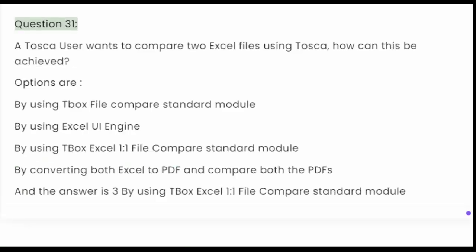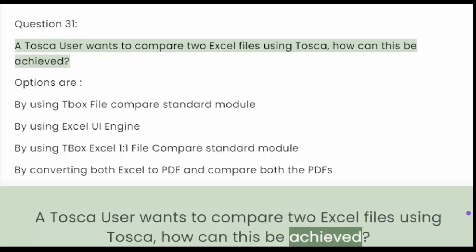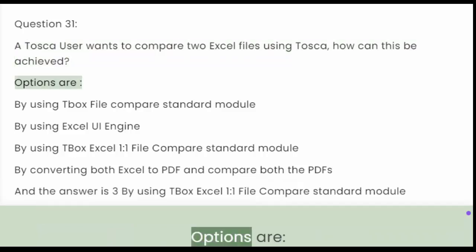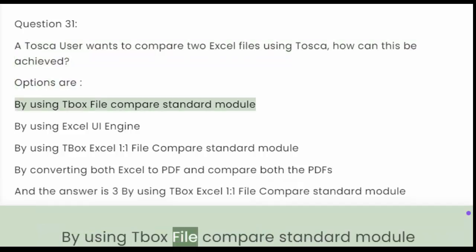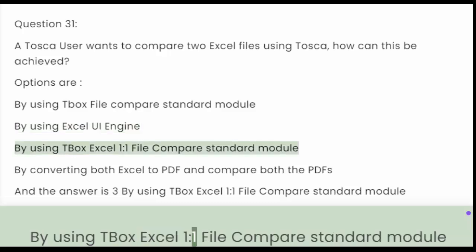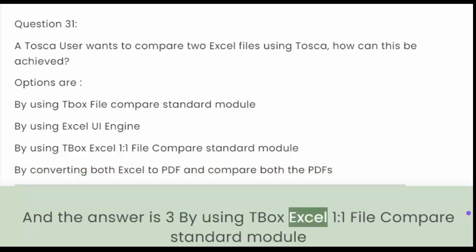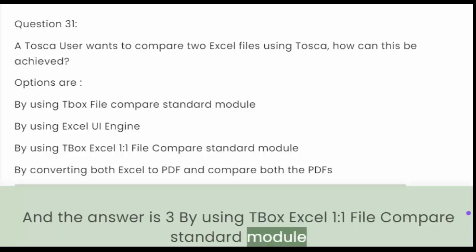Question 31. A Tosca user wants to compare 2 Excel files using Tosca. How can this be achieved? Options are: by using TBox File Compare standard module, by using Excel UI engine, by using TBox Excel 1:1 File Compare standard module, by converting both Excel files to PDF and comparing both the PDFs. And the answer is 3, by using TBox Excel 1:1 File Compare standard module.